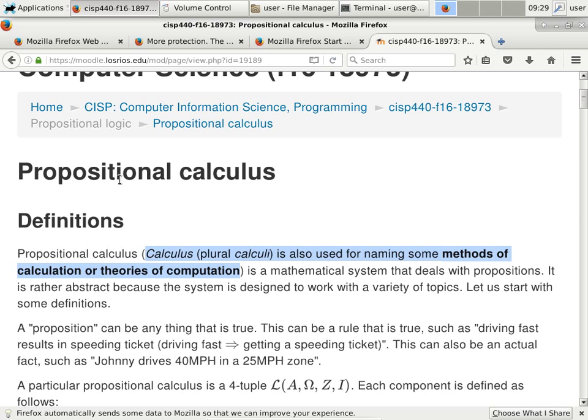So calculus is also used for naming methods of calculation or theories of computation. In this context, you can look at it either way. You can look at propositional calculus as a method of calculation, except it's not calculating numerical values, it is calculating Boolean values, but it is still a calculation. Or if you prefer, you can also look at it as theory of computation. So both of those descriptions will fit the word calculus in propositional calculus. Just remember, it is not integration, it's not derivation, it is not continuous. It's just a name to basically say this is a formal mathematical system to deal with a certain type of calculation.